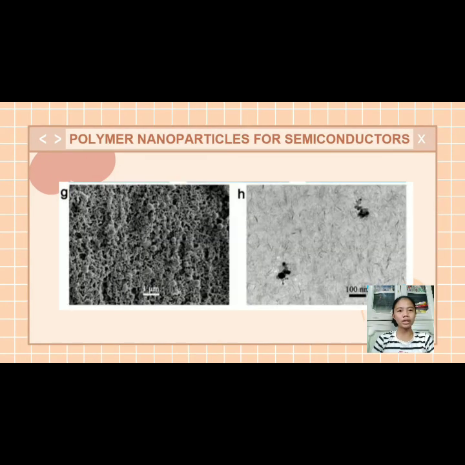Letter G, scanning electron microscope image of the zinc oxide nanocomposite hydrogel after supercritical drying. And the last is the transmission electron microscopy image of the zinc oxide nanocomposite hydrogel after a biocutting treatment.